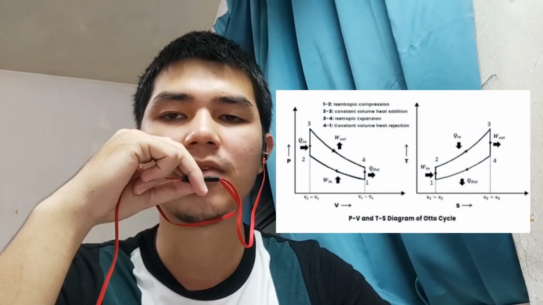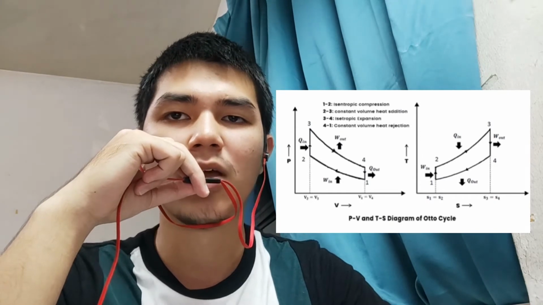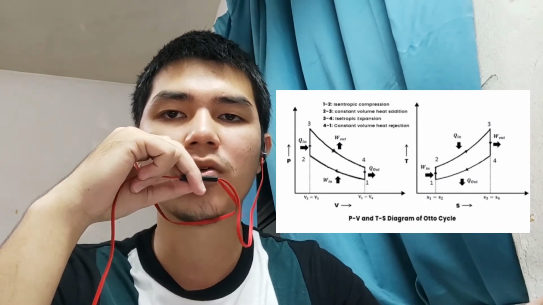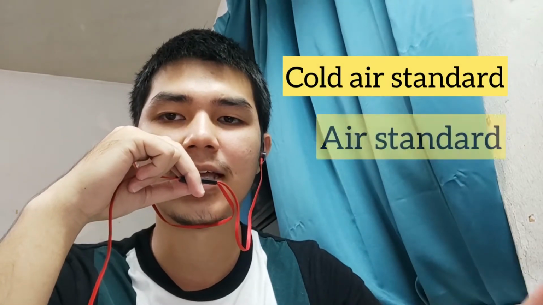Okay, first we need to understand the PV and TS diagram of the Otto cycle, where we need to understand every point, from the work in, work out, and Q in and Q out of the cycle. And this calculation is divided into two parts, called cold air standard assumption and air standard assumption. Let's go to the cold air standard assumption first.